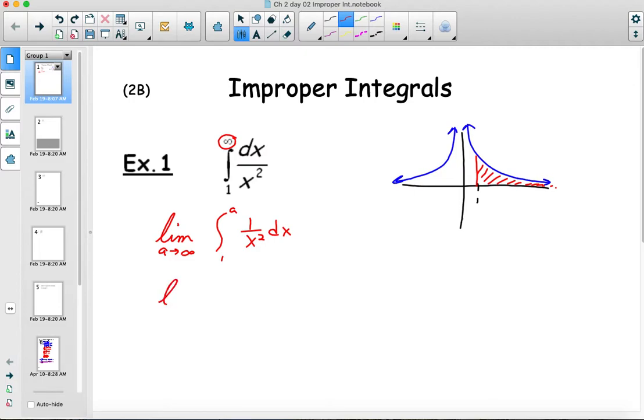So this is going to be the limit as a approaches infinity. And what's the antiderivative of 1 over x squared? Remember, that's x to the negative second, so we add 1 to the exponent, makes it negative first. We have to offset the negative, so we get negative 1 over x. If you differentiate that, it's going to become positive 1 over x squared, so that works. And we're going from 1 to a. Okay, so now let's evaluate this using these limits of integration.